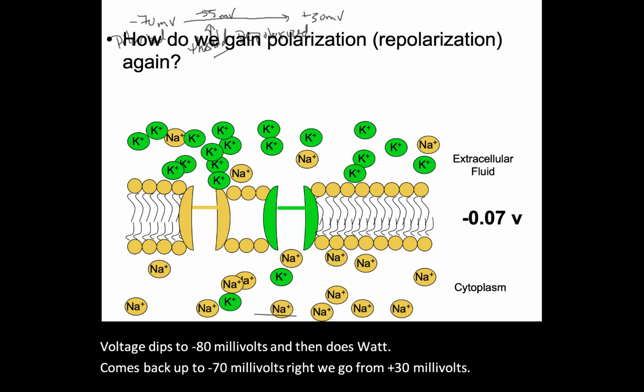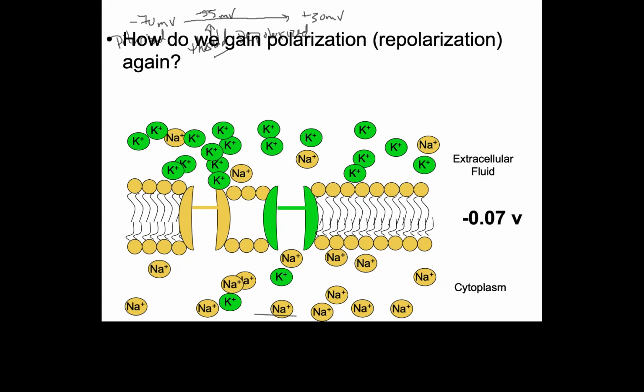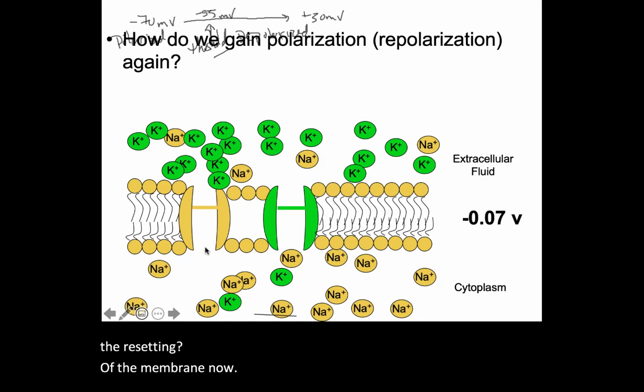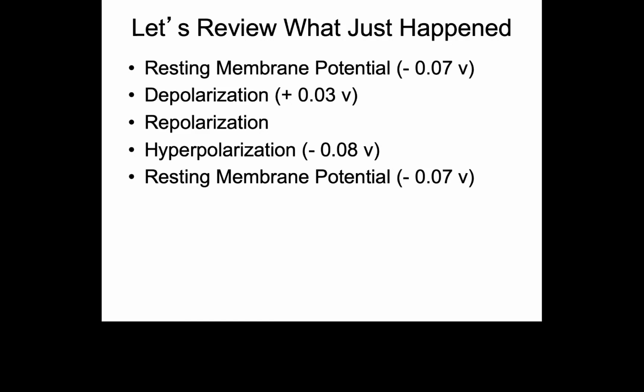And what we've just seen is a cycle that has happened within the cell membrane. We've initiated what we call an action potential, and we've seen the resetting of the membrane. Now, one of the other things I do want to point out is I've separated here that sodium-potassium channel. And so the sodium moved here, the potassium moved here. Right? But understand that these are not two separate channels. These are one channel. Both sodium and potassium would move through that one channel.